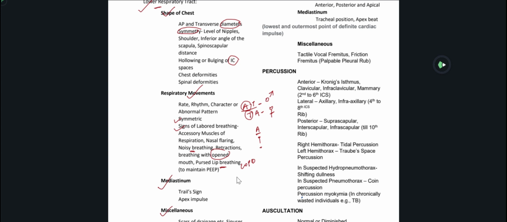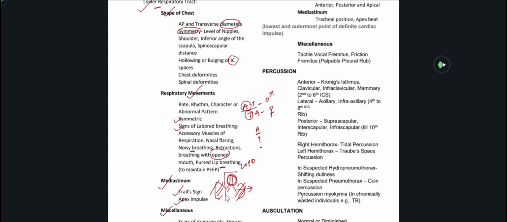Mediastinum. So for the mediastinum, we have to look for the symmetry where the bronchus divides and goes into both sides of the lungs. The trachea has to be central. Anything which is pulling the trachea and bronchi to one side, affecting this lung or maybe that lung, will reflect in the position of the trachea. And that is what we have to look for. So we look for two things: one is the Trail sign and the other is the apex impulse.